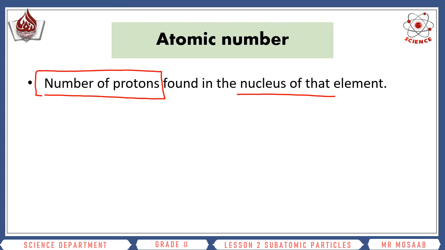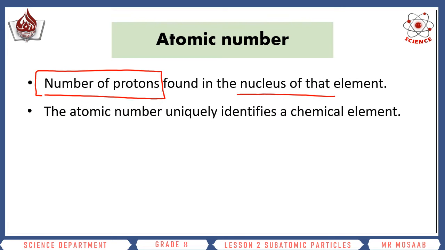Any atom, we said before, consists of protons, neutrons, and electrons. Now, only the number of protons equals the atomic number. Number of protons equals atomic number. The atomic number uniquely identifies a chemical element, which means each element in the whole world has a certain or fixed atomic number. Atomic number varies from one element to another.